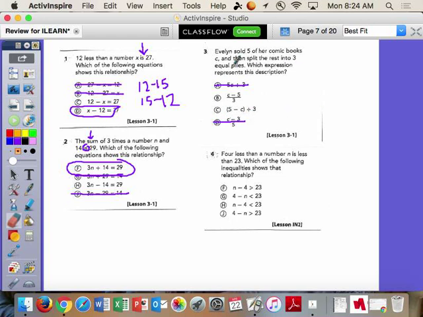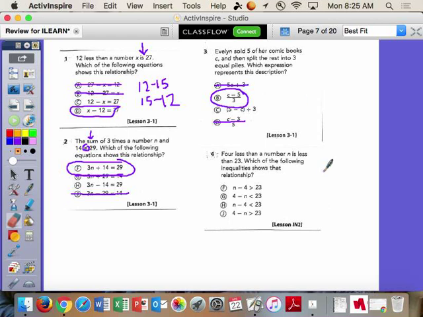Then she splits it into 3 equal piles. So if I'm splitting something into 3 equal piles, that means I'm dividing it, right? And I'm dividing by 3. Both of these, even though they look different, are dividing by 3. Would I take my comics and subtract the 5, or would I take 5 and subtract by comics? I would take my comics and subtract by 5.